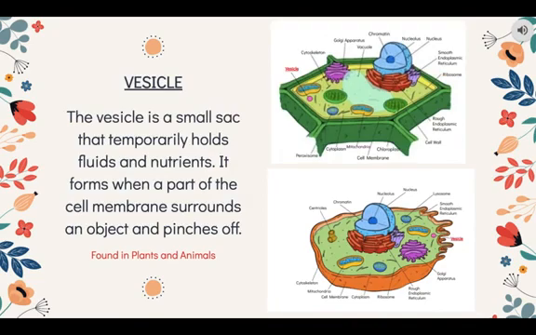A vesicle is a small sac that temporarily holds fluids and nutrients. It forms when a part of the cell membrane surrounds an object and pinches off. For example, if there are nutrients or foods outside of the cell that the cell needed, the cell membrane would surround that food particle and pinch off and bring the food inside. As you can see on the right, it is found in both animal and plant cells.